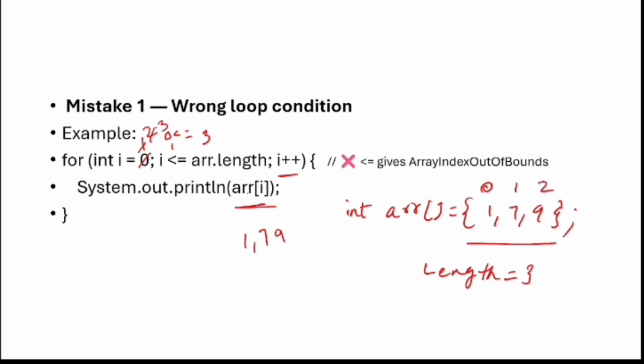3 is less than or equal to 3, but there is no element at that index. At index 3, there is no element, isn't it? Our length is 3, but the index starts from 0, so 0, 1, 2. Actually, it will not print the output 1, 7, 9. For explaining, I am telling it like that, but you will get the error.